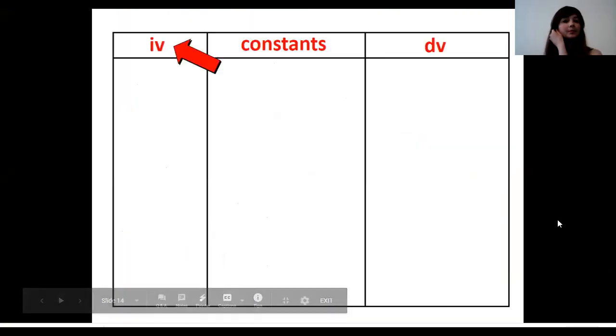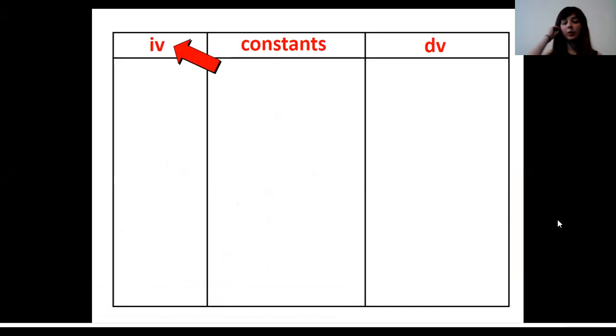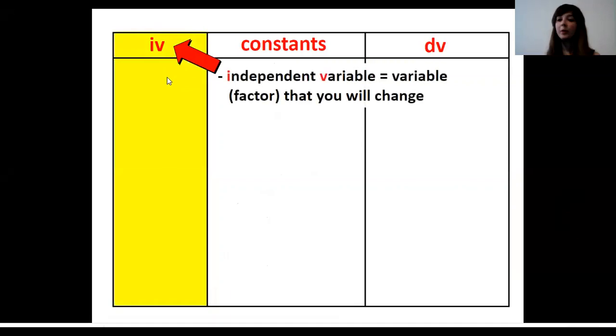All right. So let's say that we want to design an experiment where we test the effect of fertilizer on the growth of plants. Our independent variable then is the one that we're going to change. So in this case, we'll be testing the amount of fertilizer.